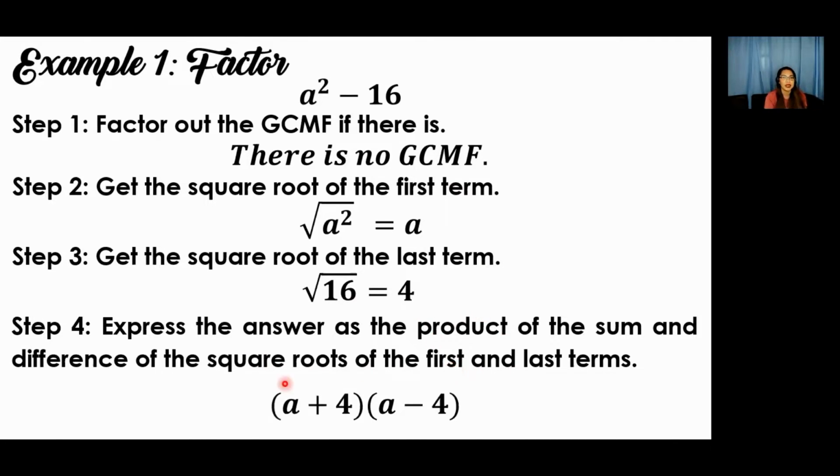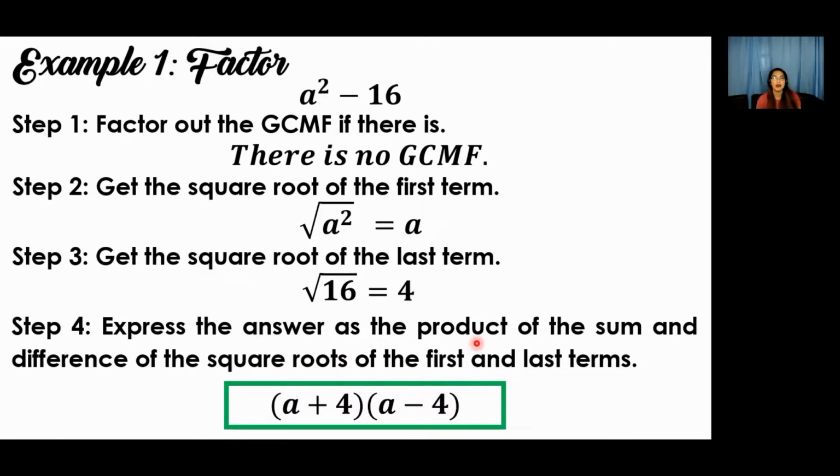So ganito po yung itsura niya. So this is the sum of the square roots and this is the difference of the square roots. And when we say product, we have to enclose both of these binomials into parentheses. So, quantity of A plus 4 multiplied to quantity of A minus 4. So, this will be our factored form for A squared minus 16. So, A squared minus 16 is equal to the quantity of A plus 4 multiplied with the quantity of A minus 4. Okay? Medyo mahaba lang basahin yung ating last step, pero ito yung ating kailangang sundin.